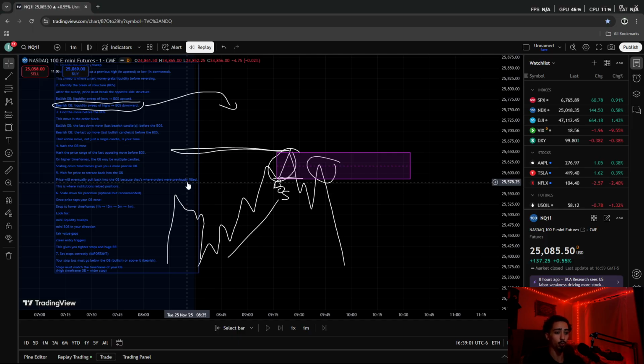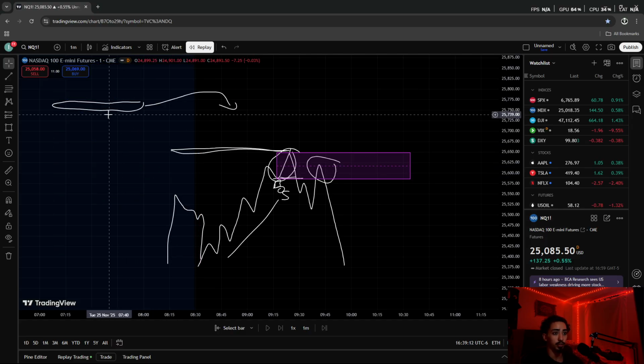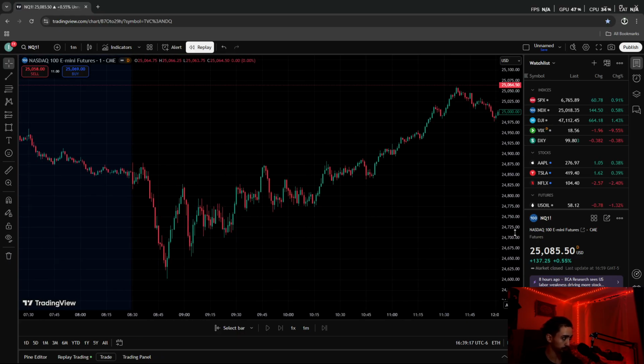Once price taps your order block zone, drop down to a lower time frame and look for a mini liquidity sweep, a mini break of structure in your direction, fair value gaps, a clean entry trigger, and this gives you a tighter stop. All right, let's erase that, and let's get back into the charts, all right?